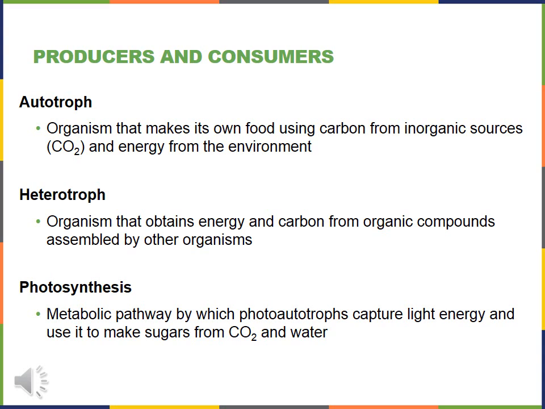Autotrophs will make their energy from the sun by way of photosynthesis. Now, I'm sure you've all heard that before, but we're going to get into the nitty-gritty details of photosynthesis in just a few slides. But for right now, photosynthesis is just a process that autotrophs use to convert sunlight into chemical energy.